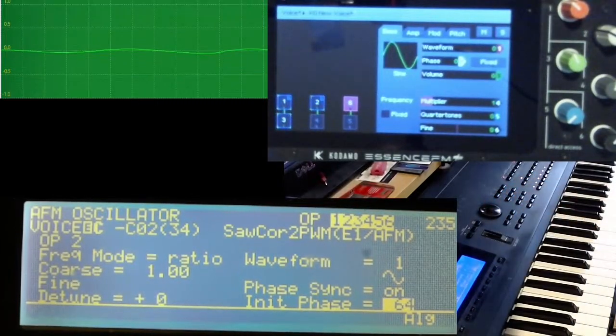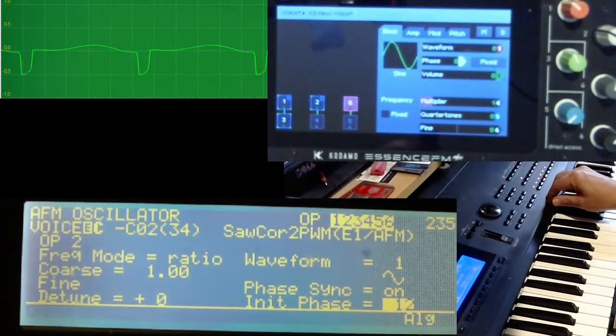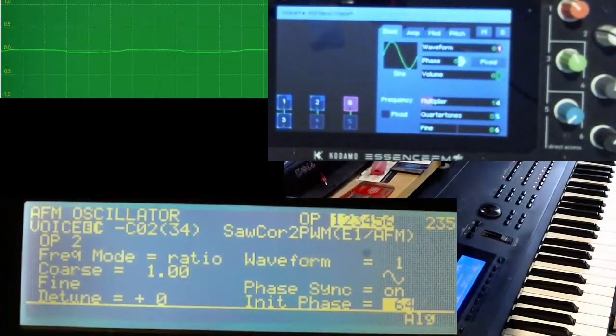So that's our square, and here's our narrow. Cool. So let's expand on this. What do we want to do if we want to have real-time pulse width modulation? There's two things you can do here.